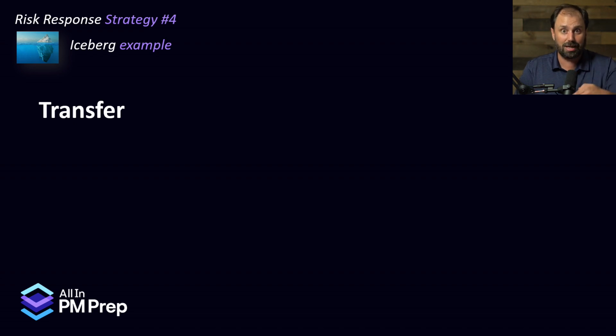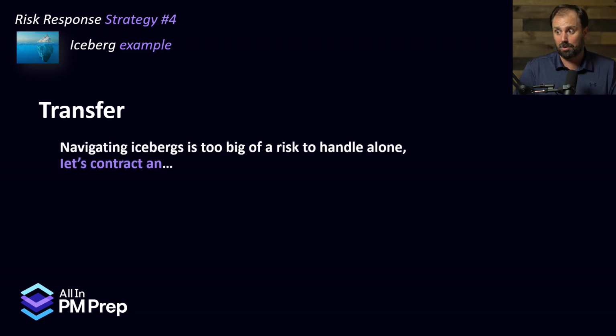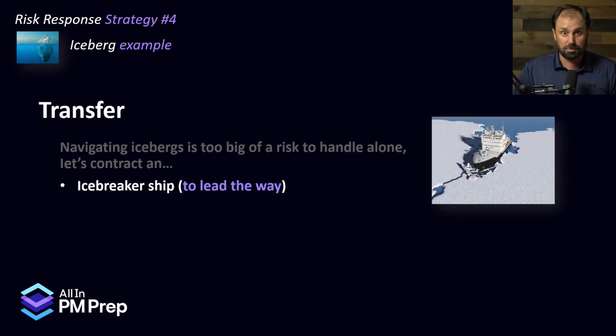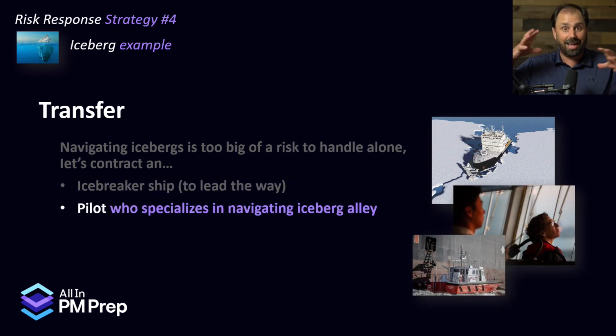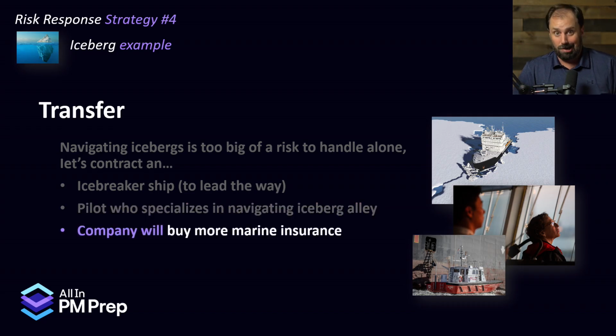Now, in the iceberg example, transfer is possible. Now, navigating icebergs, you could say, is too big of a risk for us to handle alone. Let's contract an icebreaker ship. Put them out leading the way. We'll follow through them. Or a pilot, like a harbor pilot that comes on and drives the ship because they know the area, they know the icebergs, they can do it. And honestly, the company could buy more marine insurance in the event that we hit one to pay for a new ship or delays or whatever, the insurance would be there. But technically that would be transferring the risk. All those things are possible.